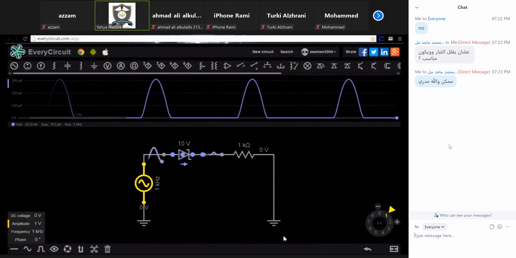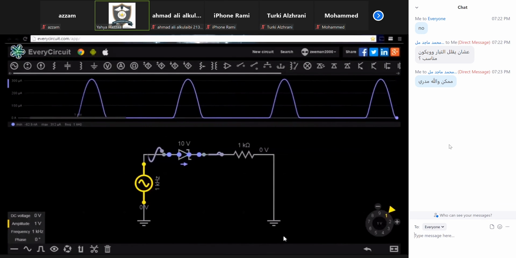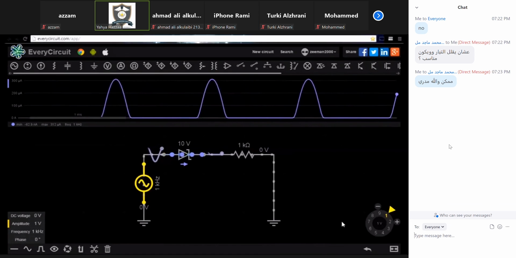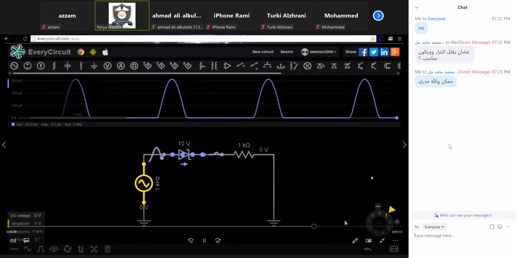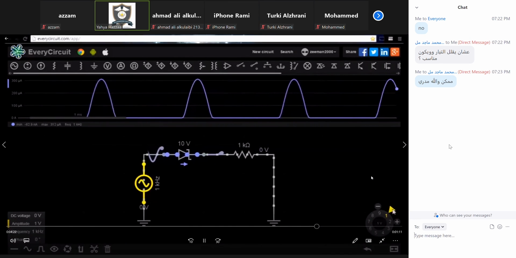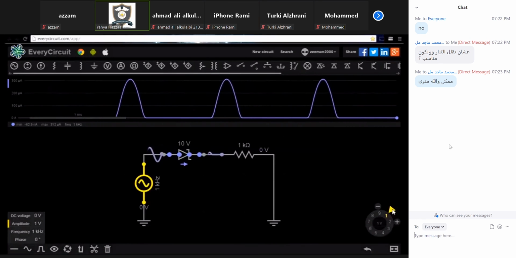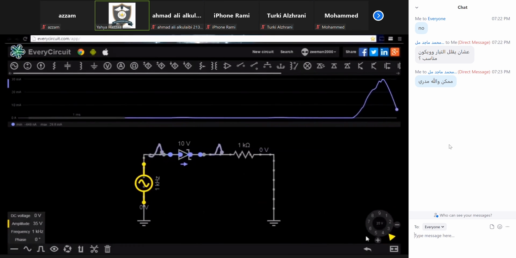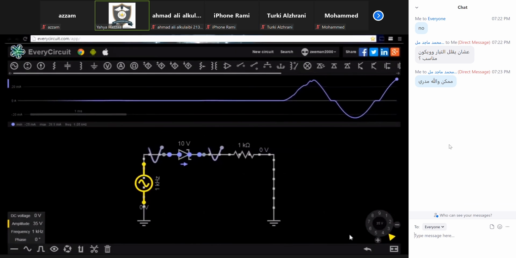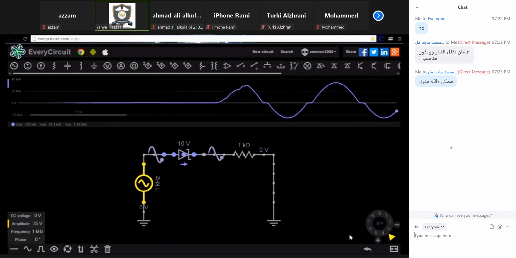Another type of diode we can use is the Zener diode. The Zener diode has a more precise breakdown voltage. The Zener diode we have in this circuit has a breakdown voltage of 10 volts. The Zener diode will not allow current to flow in both directions until the voltage supply is greater than the breakdown voltage value.